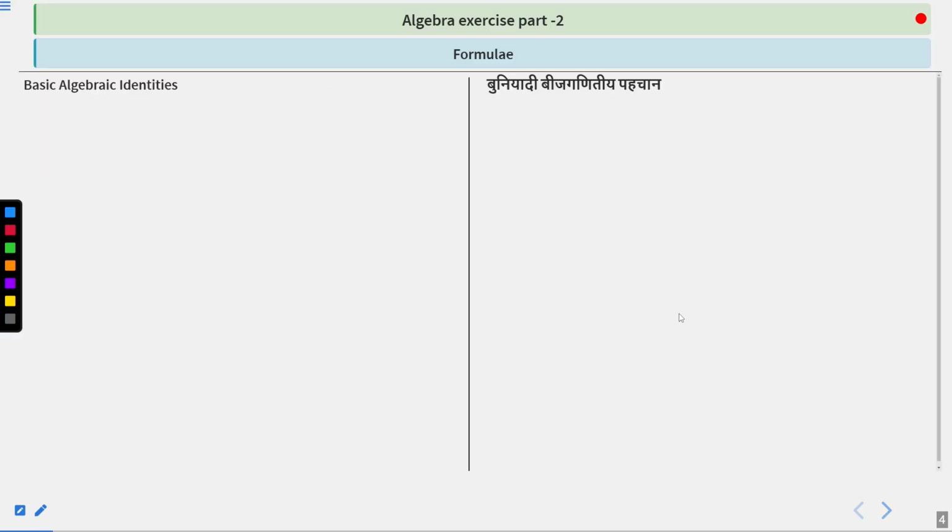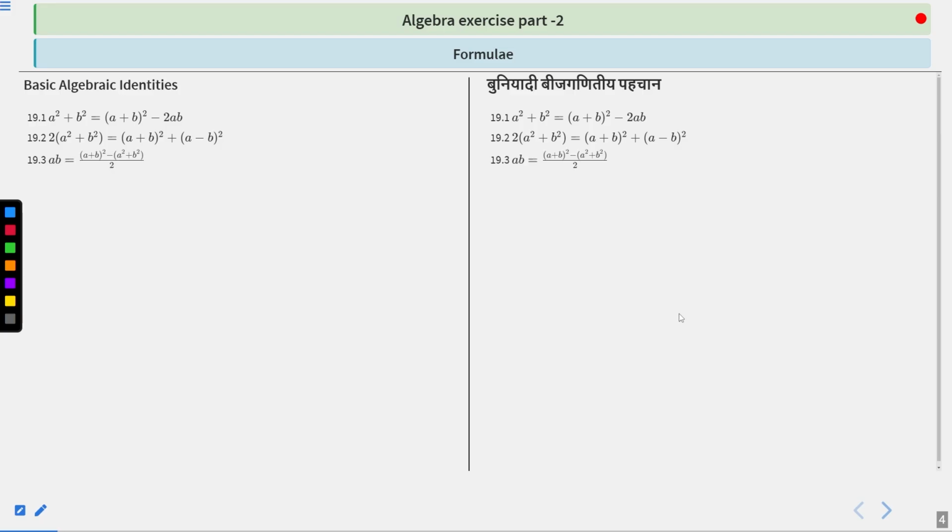Now, these are the formulas which we are going to use while solving the questions. Some basic algebraic identities: a square plus b square equals a plus b whole square minus 2ab. Twice of a square plus b square equals a plus b square plus a minus b square. ab equals a plus b whole square minus a square plus b square upon 2. a square minus b square equals a plus b into a minus b.